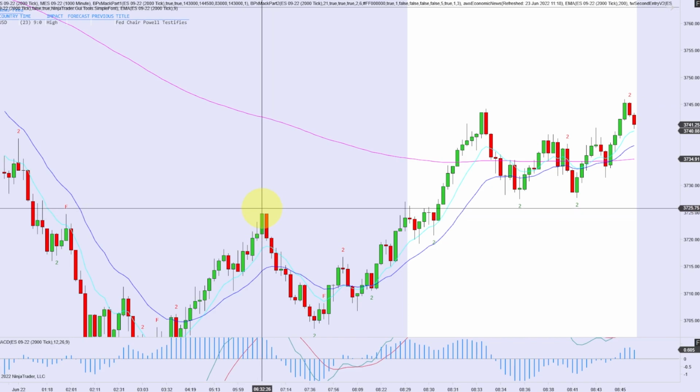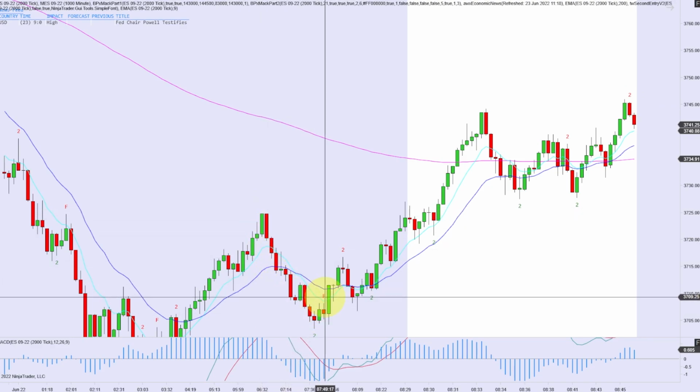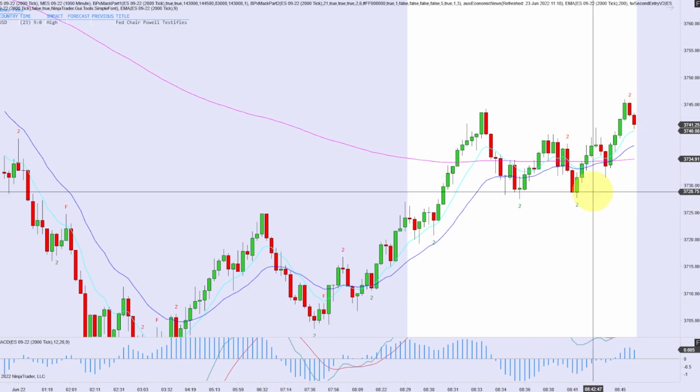Over here, we had a new high. Prices come down. First entry long, second entry long. So that's pretty clear cut. Now, it's not always going to look like that.